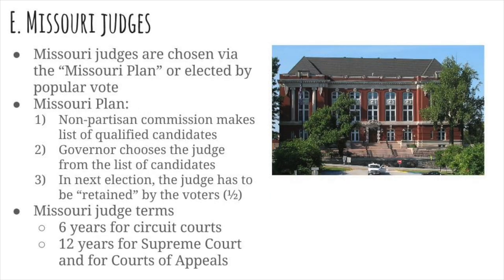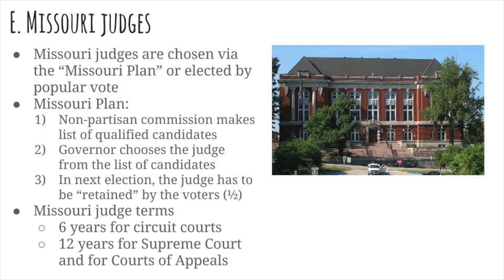The last topic in today's lecture relates to Missouri judges. There are basically two ways that Missouri judges are chosen. You can either popularly elect them, which is how almost every county in the state does it, so they have an election for the judges, or you can use something called the Missouri Plan, and actually several states have adopted our plan for how we choose judges. This is how we choose judges in the St. Louis area and in the Kansas City area.